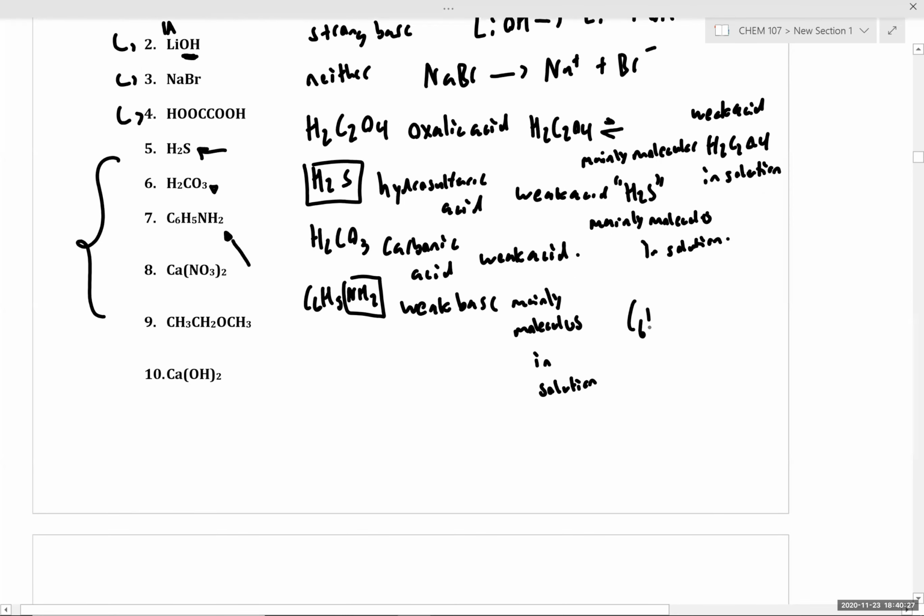So we have primarily C6H5NH2 with a little bit of hydroxide and C6H5NH3 plus. So the amine functional group is a key signpost that you're dealing with a weak base. Does that make sense to everyone? Any questions on that example?